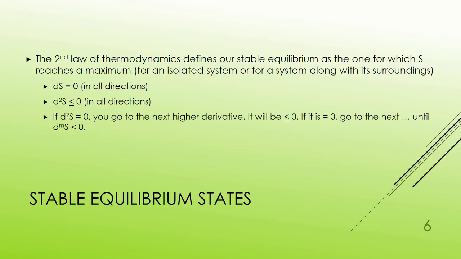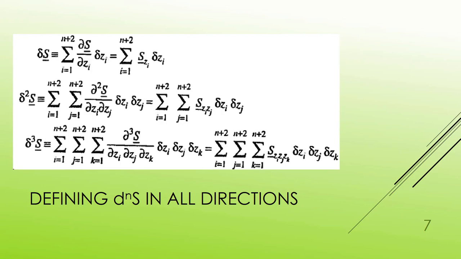Now, the key here is that this change in S needs to happen in all directions. So if we look at what this means for something where S is a function of n plus 2 variables, okay, number of components plus 2 additional, then I end up with expressions here where the differential of S, I just take the derivative with respect to each of the individual variables and multiply by the change in those variables, and that's the differential of S.